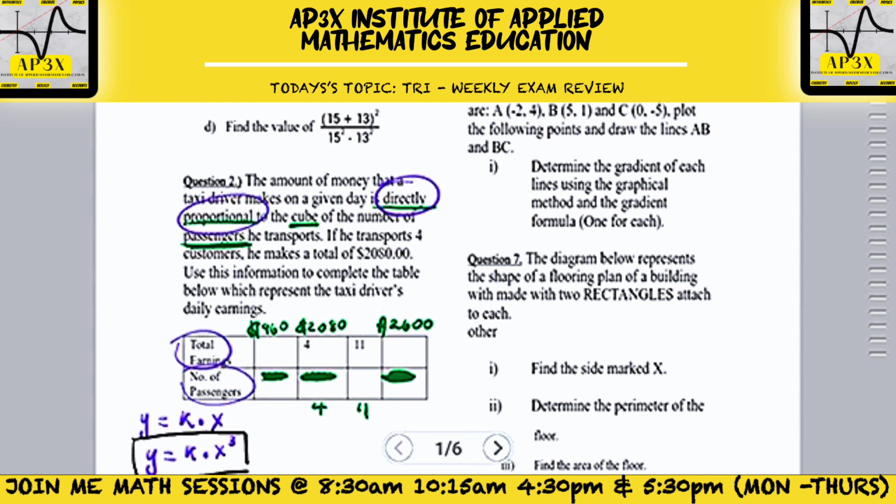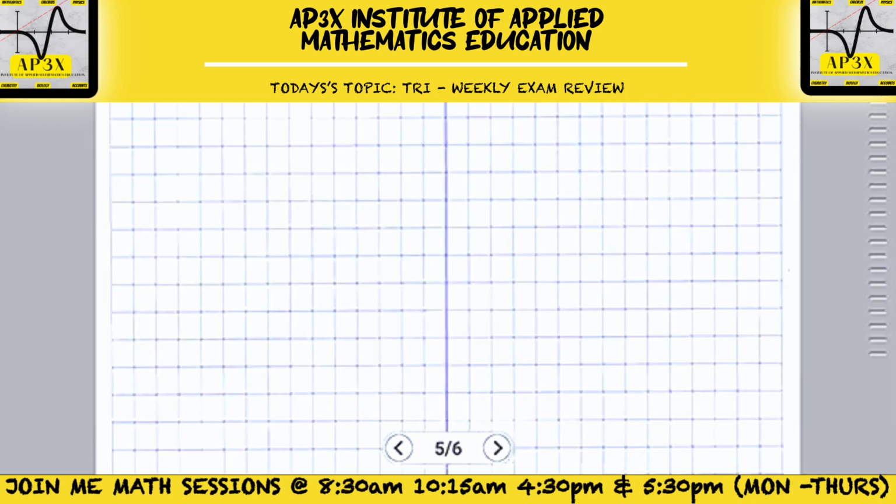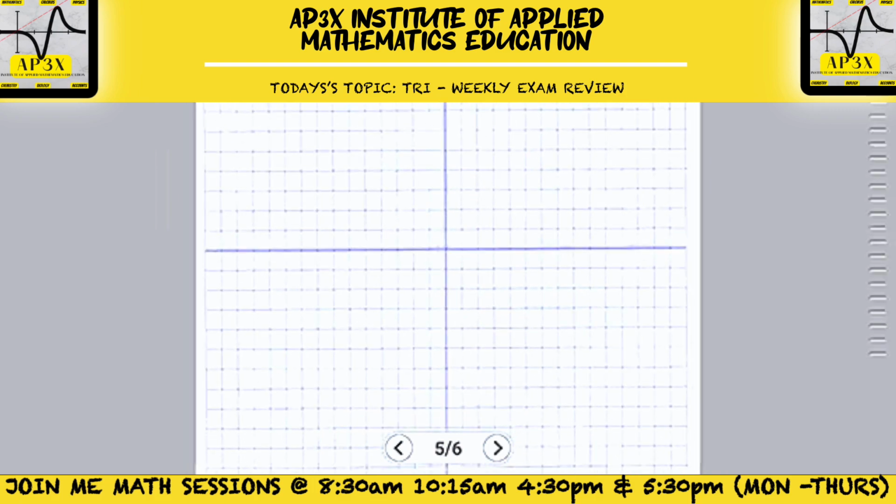Here it says that given the following points, A (-2, 4), B (5, 1), and C (0, -5), we are to plot the following points and draw the lines AB and BC. So let's get it. It says -2, 4, 5, 1, 0, -5. I'm going to have to skip back to that. My brain's a bit shallow. -2, 4. So I have a graph here that's already designed, right?